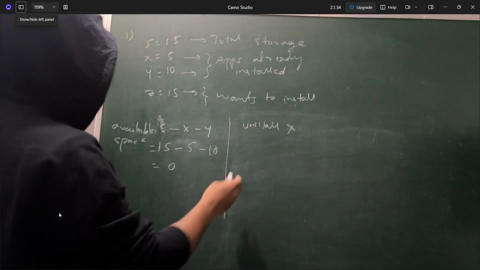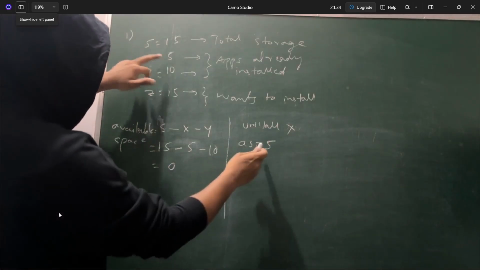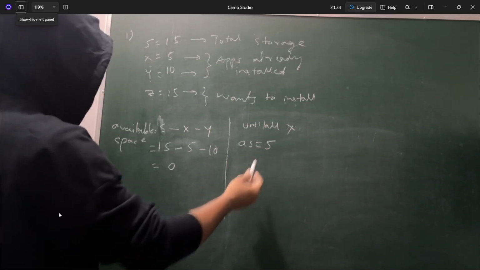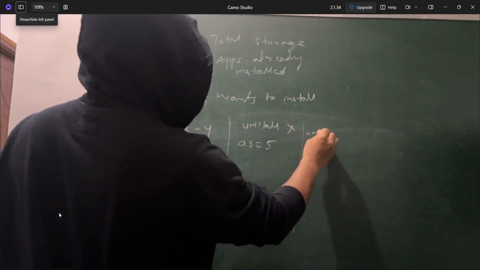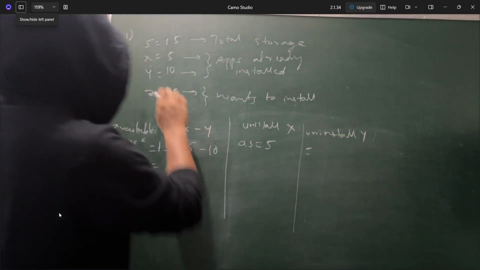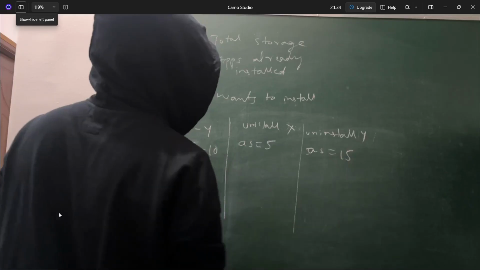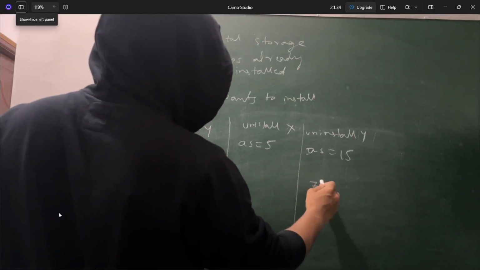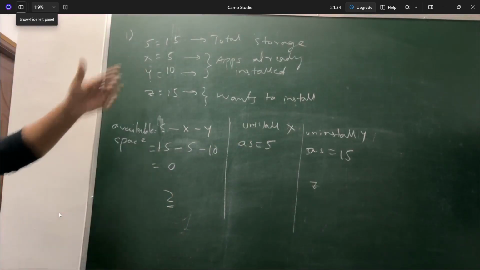If you uninstall X, now available space will be 5, because 5 will be freed. But Z's app size is 15, so you cannot install Z now because it requires 15 MB, but available is only 5. Now try to uninstall Y as well. Its size is 10, and we already have 5 space. Now available space will be 15 because we have uninstalled both the apps. Now he can install Z. So in this case he needs to uninstall 2 apps, basically both the apps.